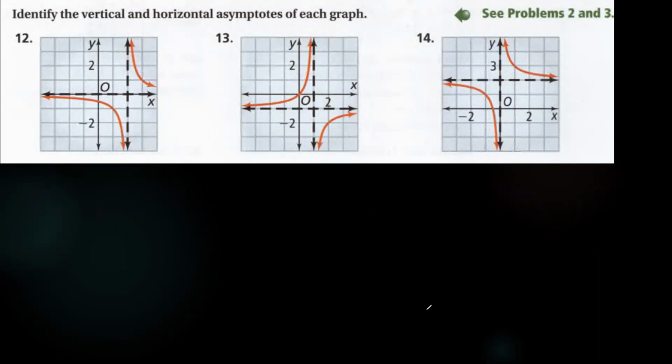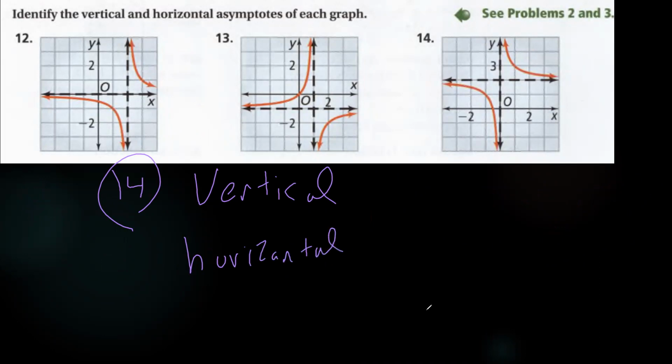Now, number 14. We have to see where the vertical and the horizontal are. The vertical is at 0. Bravo. How do you know it? The vertical is the one that intersects the x-axis. Where is the line that intersects the x-axis? At x equals 0. And the horizontal cuts the y-axis. Where is the line that cuts the y-axis? At 2. So y equals 2.